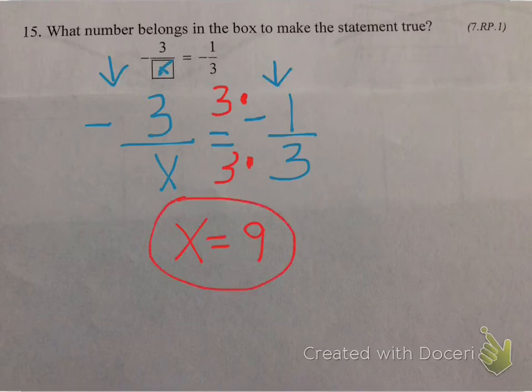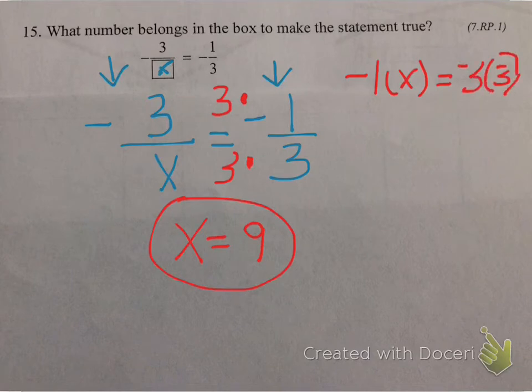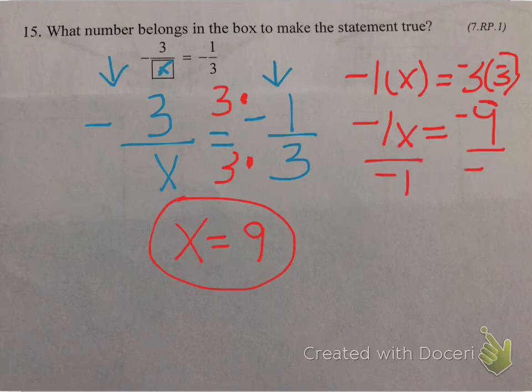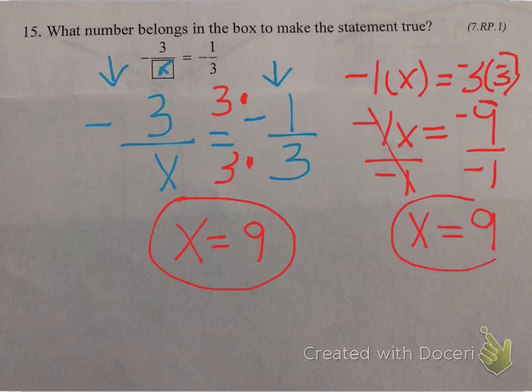So x equals 9. You could have also used the cross product property, and you could have multiplied -1 times x and -3 times 3. And that would have given you -1x equals -9, and then divided by -1 on both sides. And x would equal +9. So either one of those two methods would be a good way to solve number 15.